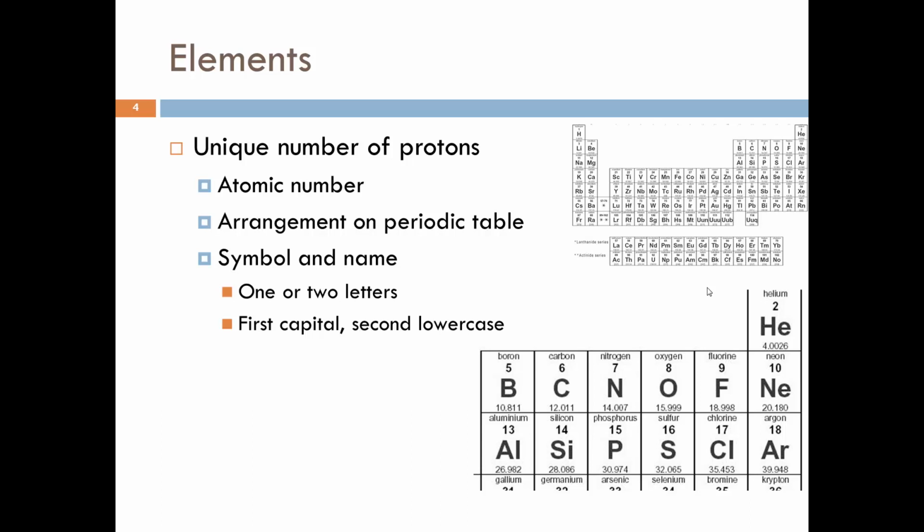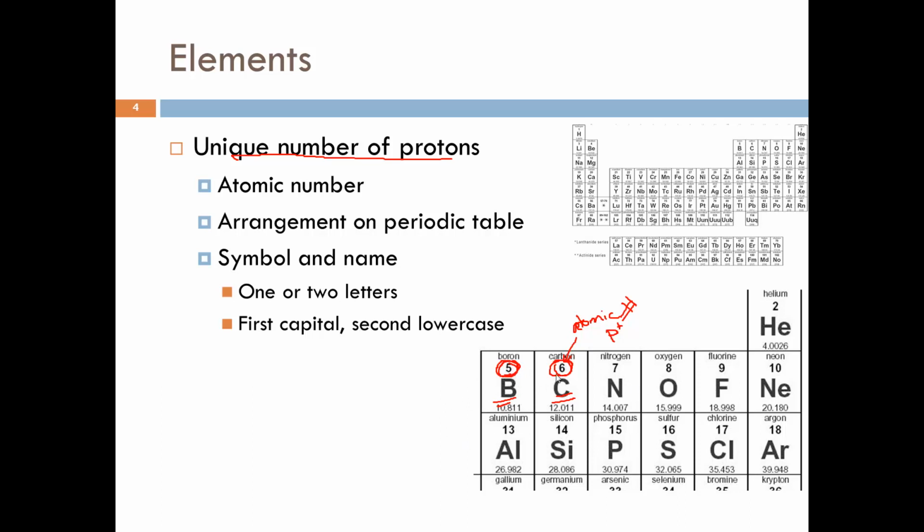So let's take a closer look at the elements themselves. They all have a very unique number of protons, and that's the atomic number. For instance, boron is 5, carbon is 6. This is the atomic number. This also tells you the number of protons. So every carbon atom will always have 6 protons. Every boron atom will always have 5 protons. And that's how they're arranged on the periodic table.